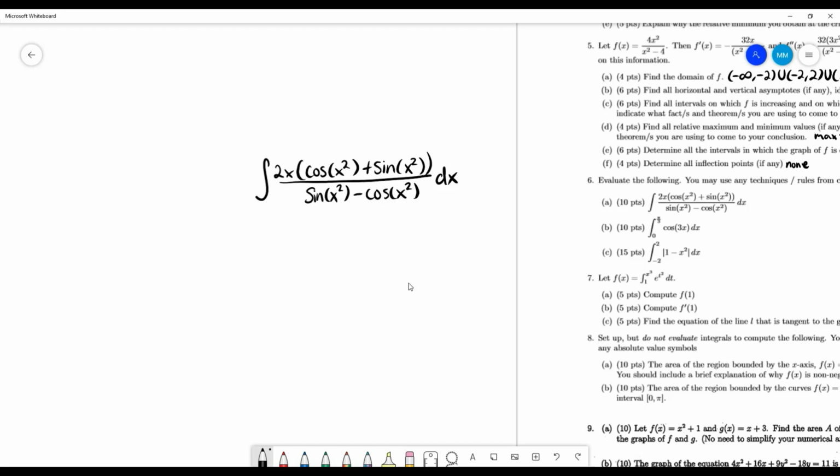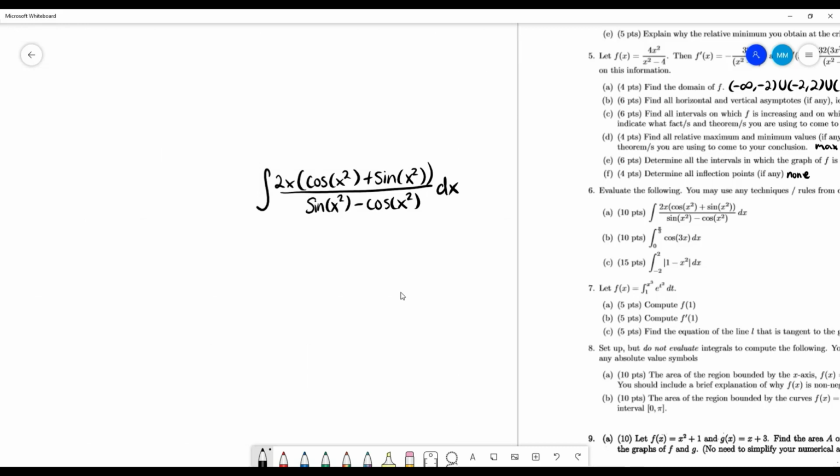But I see that this part looks pretty similar to this. If I took the derivative of this bottom bit here, it would be this top, wouldn't it? Just without the 2x. Or ignoring the x squared, that is. The derivative of sine is cosine, the derivative of negative cosine is positive sine, because the derivative of cosine is negative sine. So I'm going to try making my u value that whole bottom term.